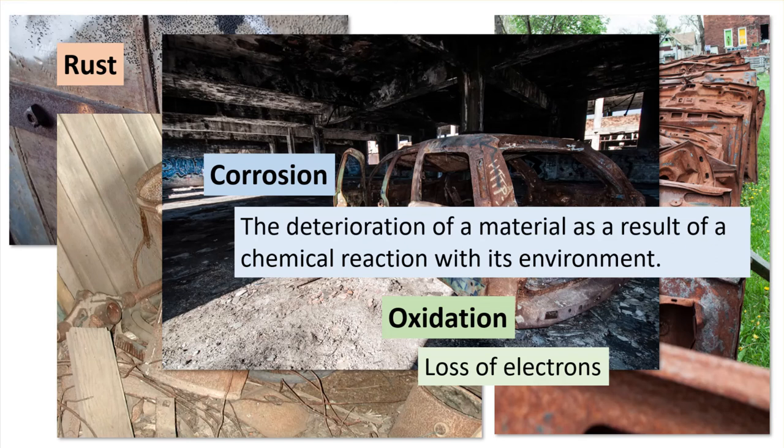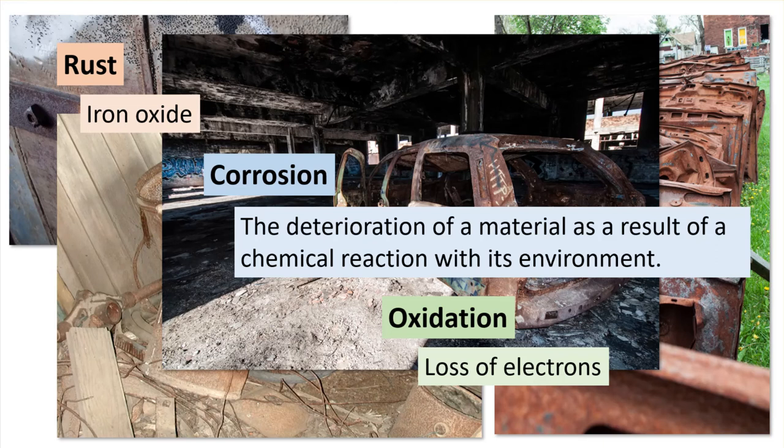Then what is rust? Rust is actually a noun. It is the oxide that forms as a result of the oxidation process between steel and its environment. The iron in steel wants to give up some electrons, and the oxygen in the air wants to take them, and together they form rust, which is iron oxide, and this is a ceramic.